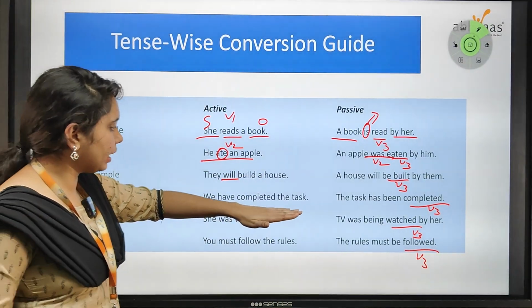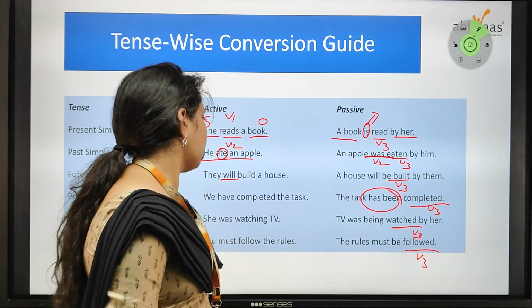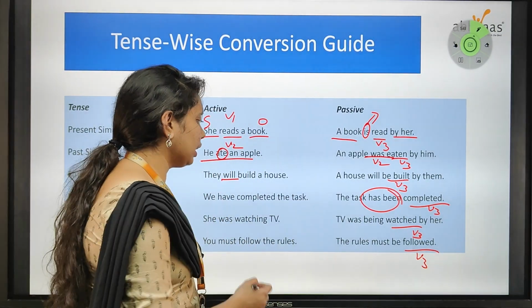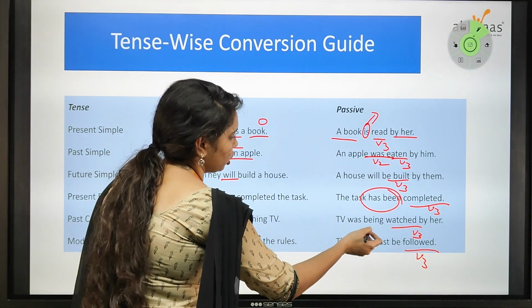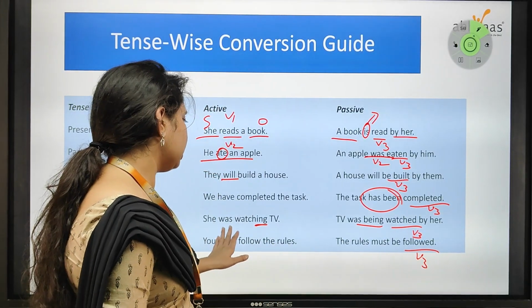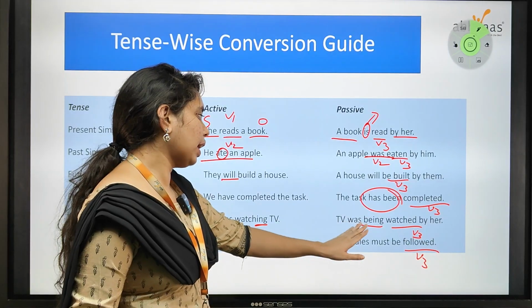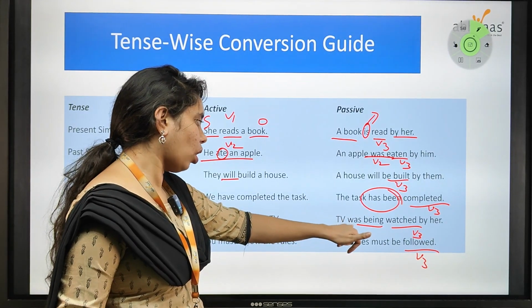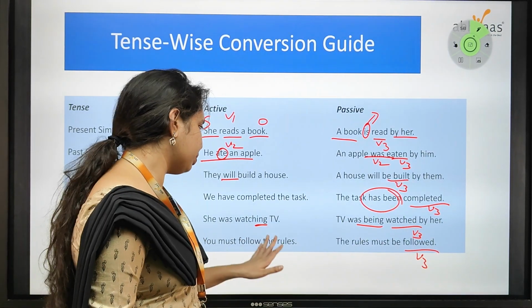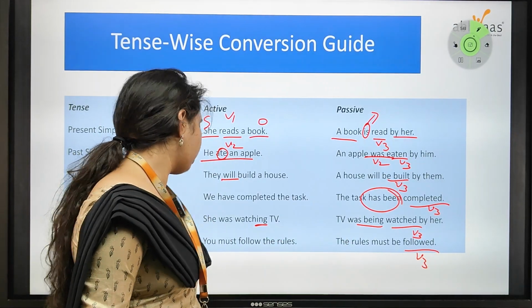We have completed the task. The task has been completed. She was watching the TV. The TV was being watched by her. Whenever you have ing, being comes into the picture. Because this is past continuous, was and being replace the ing. You must follow the rules. The rules must be followed.